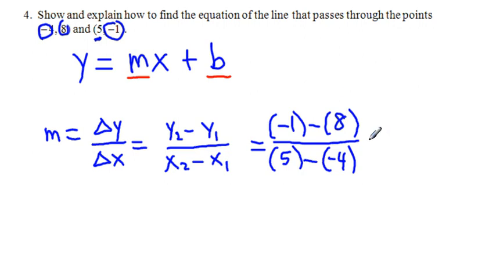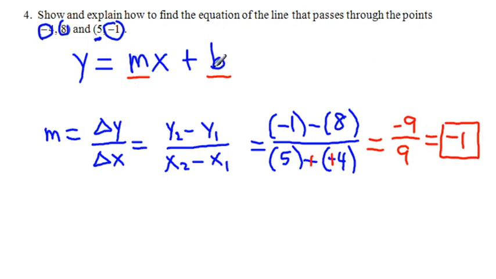So let's simplify what we have. -1 minus 8 is -9. 5 minus -4 is, this would be double negatives positive, so it's 5 plus 4 is 9. And that reduces to -1. So that's our slope. I'm going to box it, but that's not our final answer. That's just what the slope equals.